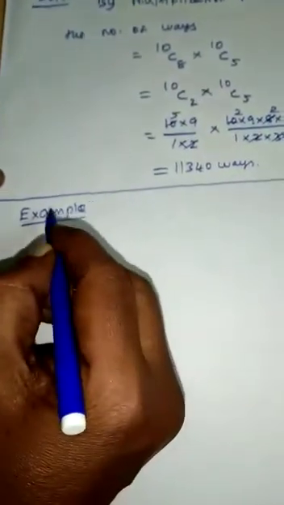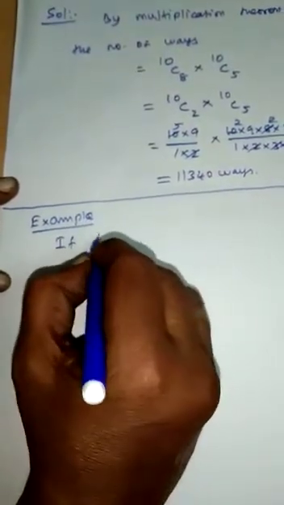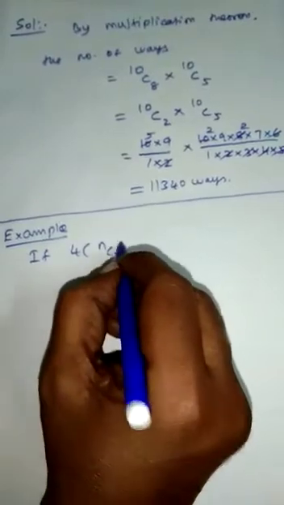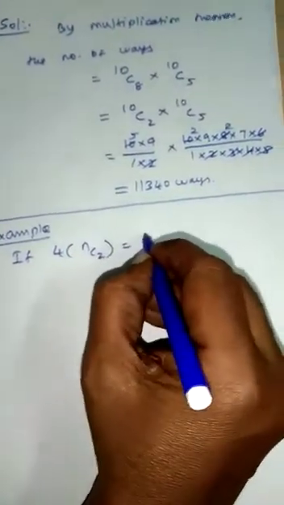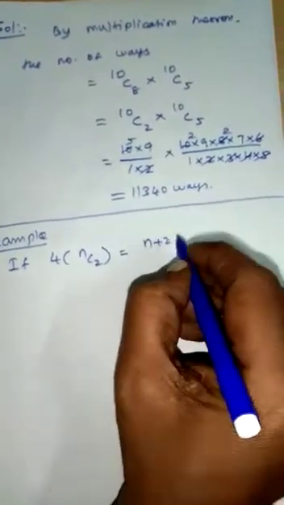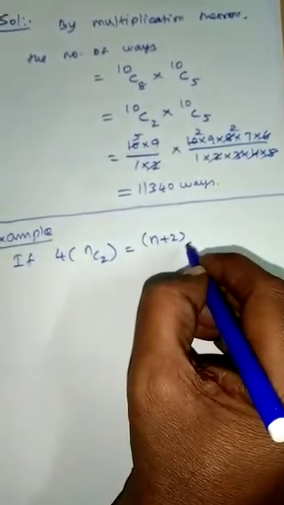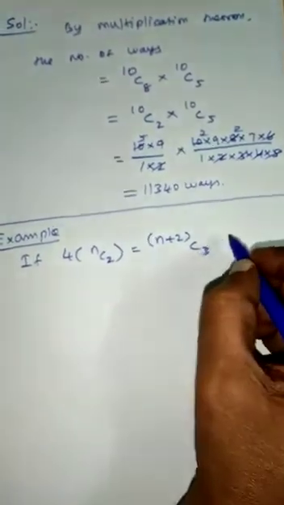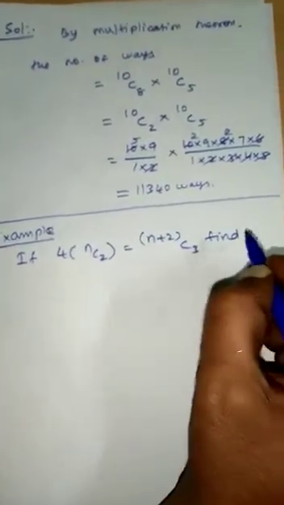Next example. If 4 NC2 is equal to (n plus 2) C3, find n. This is the question.